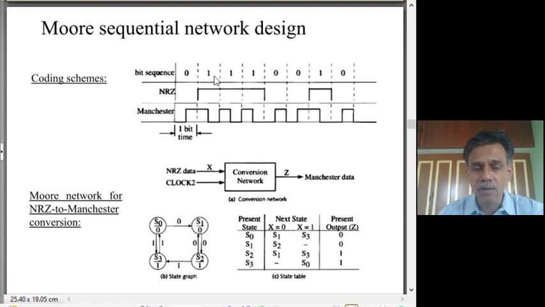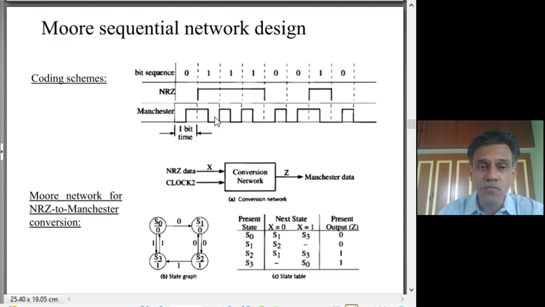When it comes to a data bit 1, which is encoded as a full 1 for the entire clock period of the base clock, in Manchester it is encoded as a 1 for the first half clock period of the base clock, followed by a 0 for the next half period of the base clock. Or in terms of clock 2, which has two clock periods for every base clock period, it is a 1 in the first clock period of clock 2 followed by a 0 in the second clock period.